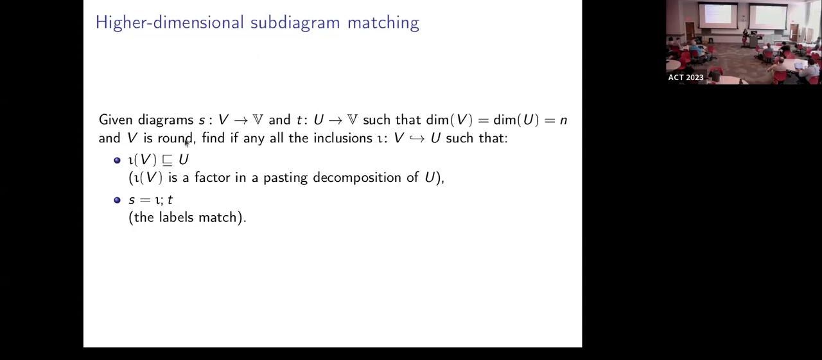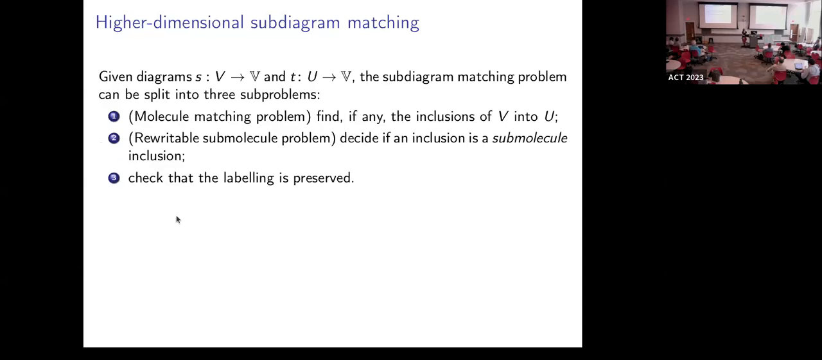Given two diagrams, S of shape V and T of shape U, such that the dimension of V equals the dimension of U and V is round, find, if any, all the inclusions of V into U such that the inclusion of V into U is a submolecule inclusion, which means that this inclusion appears as a factor in a pasting decomposition of U, and then the labels of the diagrams match. And this problem can be split into the following three subproblems.